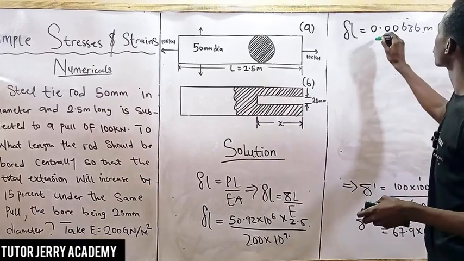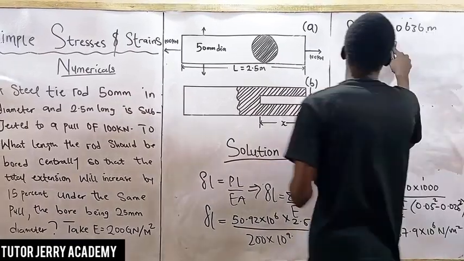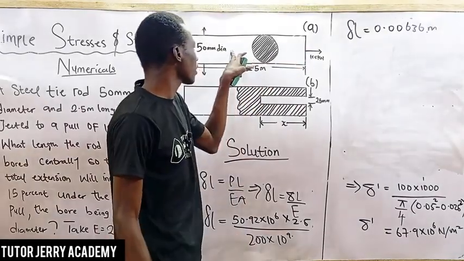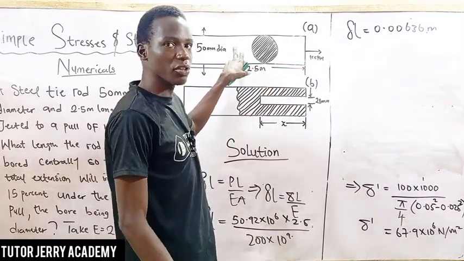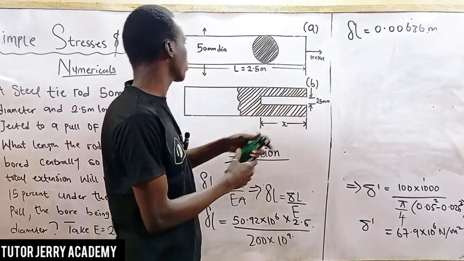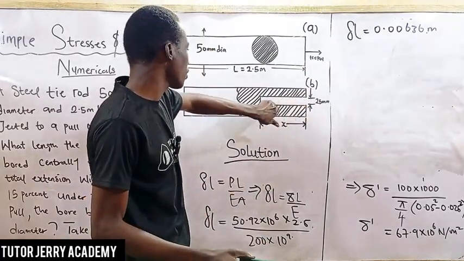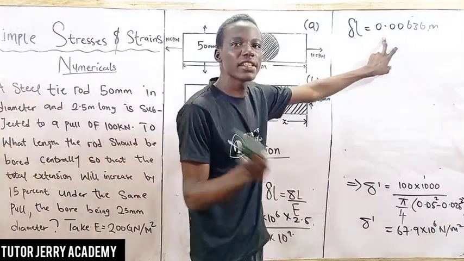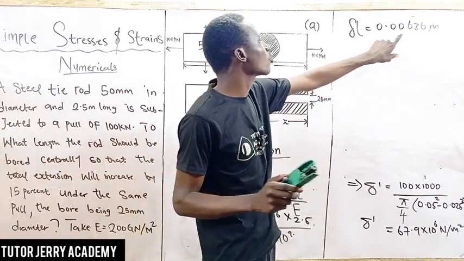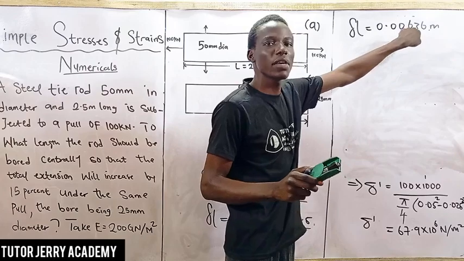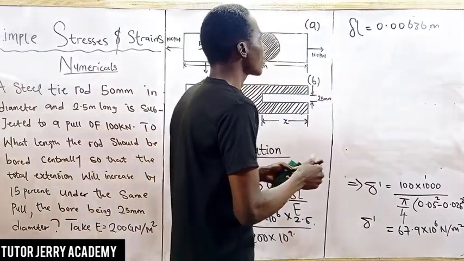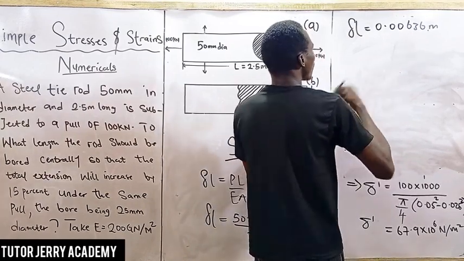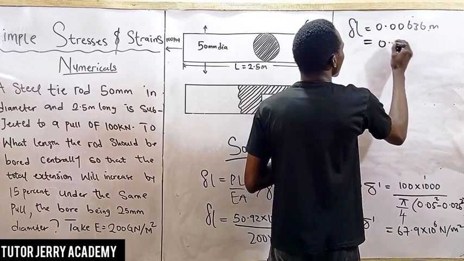Now what we are going to do here is find the total extension. This of course is the total extension of this solid rod. But when the rod is bored, we are told that its extension increased by 15%. So we are going to add 15% of this same value to it. How do we do that? We are going to be looking for 15% of this value first. To find 15% of this value is nothing but what?